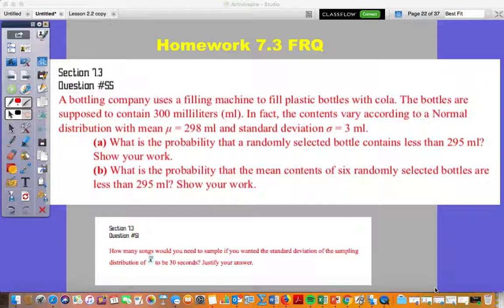I don't think that's right because the z is negative. Negative 3 divided by square root of 6. Remember, the answer has to be binary. So what's the probability that the contents of 6 randomly selected bottles are less than 295?